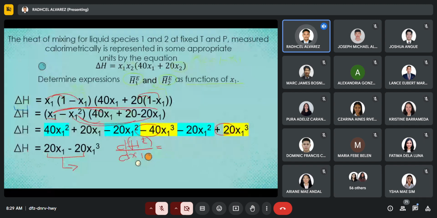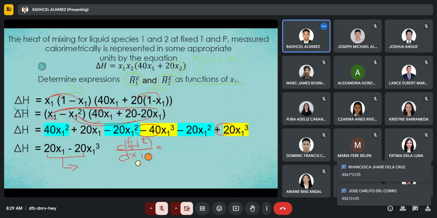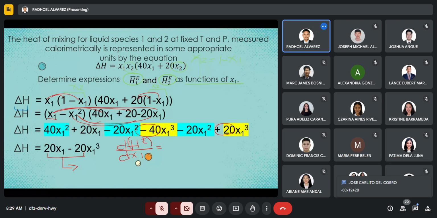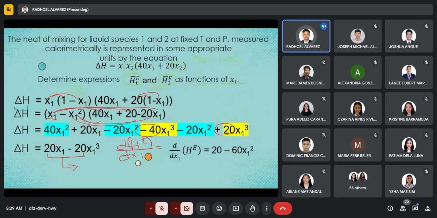So, what is the derivative of this one, ng ating delta H? So, paki-comment ang inyong sagot. So, negative 60x1 squared. Okay. Tingnan ko mga comment. Plus 20. Okay, very good. So our derivative here is 20 minus 60x1 squared. Ano? So ito na yung ating derivative.